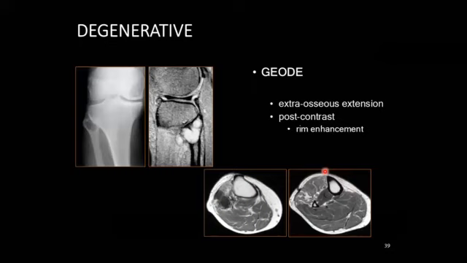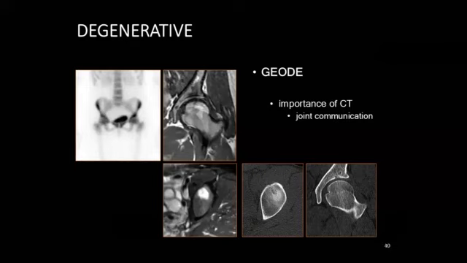Some of the geodes can have extraosseous extension into the surrounding soft tissues. You can see here there is some sort of lytic lesion within the head of the fibula. It's well defined, and on the MRI you can see it has a soft tissue extension. Also on these axial images you can see the soft tissue extension, and it shows rim enhancement on the post-contrast images. Okay? As we said, the importance of the CT scan is to demonstrate the joint communication. You do a CT scan to confirm that this pathology is communicating with the joint space, okay?